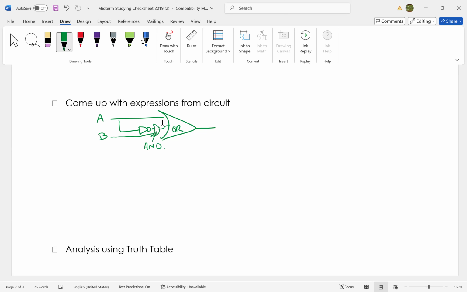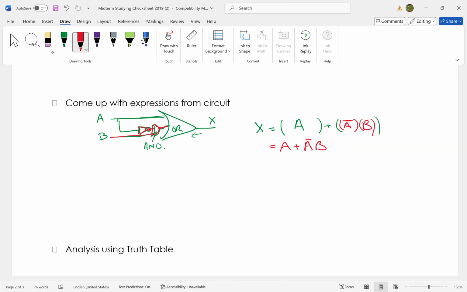So if we were to come up with this expression, I would say X is at the end of this expression, and X is coming from this OR gate. OR gates look like this with a plus in them, and one side of that OR gate has an A, and the other side has an AND. Something's going in that AND, it's a B, and then something else is going in the AND, and it's inverted, and it's an A. So I would say that the overall expression is A plus A inverted B.